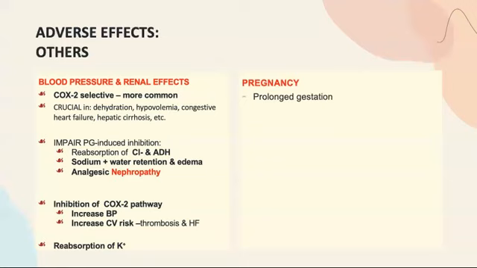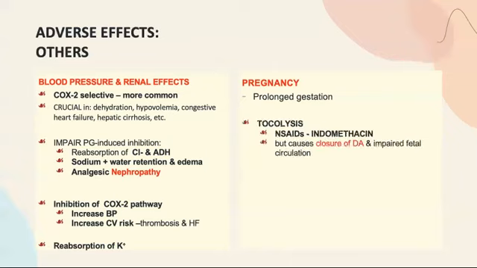Myometrial COX-2 expression and levels of prostaglandin E2 and PGF2α are increased in the myometrium during labor, so NSAIDs are said to prolong gestation in humans. Some NSAIDs, like indomethacin, have been used off-label to stop preterm labor. However, this use is associated with closure of the ductus arteriosus and impaired fetal circulation in utero, especially in fetuses more than 32 weeks of gestation.